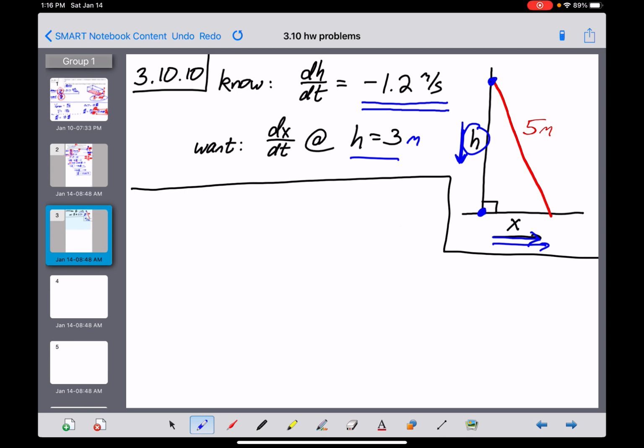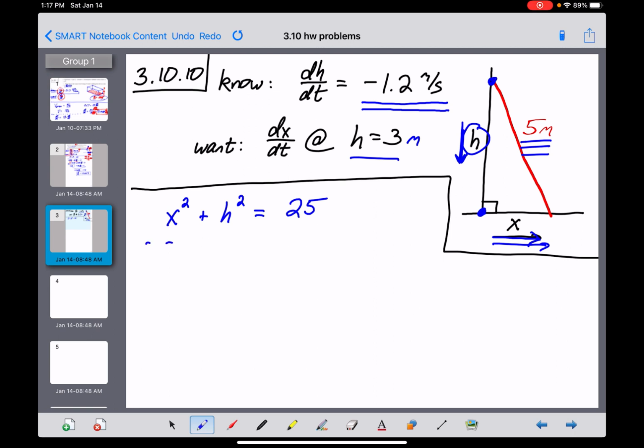I would expect that if I gave you a problem like this on a test, a lot of you would do everything right, except a lot of people would give me a positive 1.2 for that dh/dt. Just like in number 9, we're going to use the Pythagorean theorem to set up this equation. x squared plus h squared is equal to 5 squared, which is 25, because the hypotenuse is fixed at 5 meters. I don't need a variable there because that 5 meters is not a time-specific value.